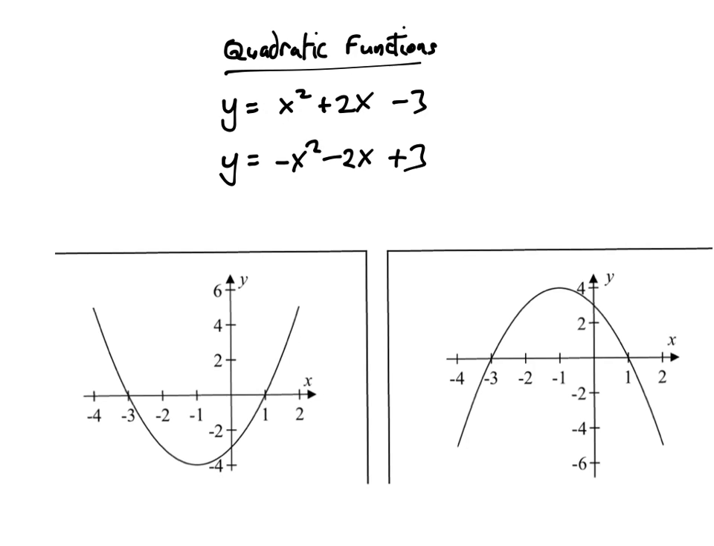Now, please be aware that it's only the sign of the x squared that counts, right? So if you see a minus here, it doesn't necessarily mean that it's going to be an n shape. It's the x squared sign that counts. So if that's minus, it's going to be an n shape.